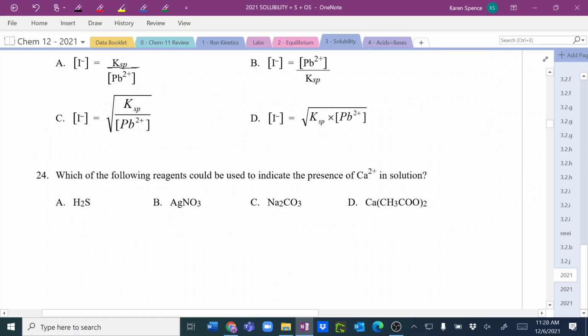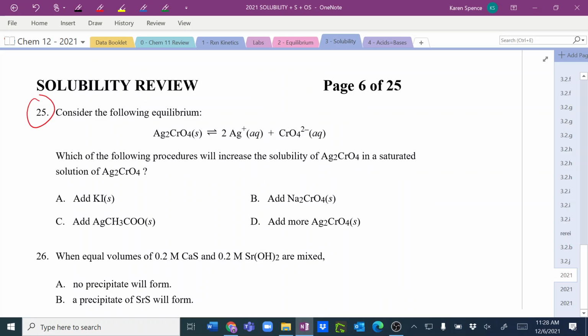Number 25. Consider the following equilibrium. Which will increase the solubility of Ag2CrO4? Well, we can't add CrO4 because that'll shift it to the left. We can't add silver because that will shift it to the left. Adding more of the solid makes no change.